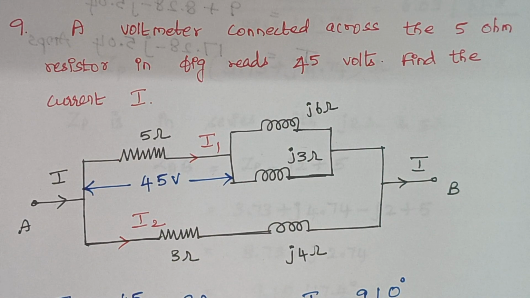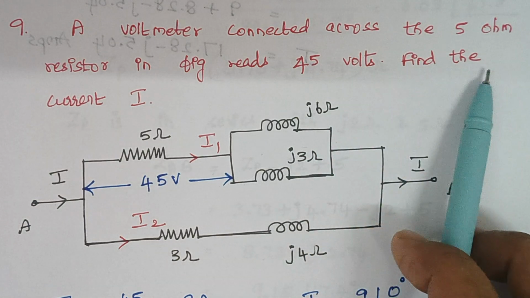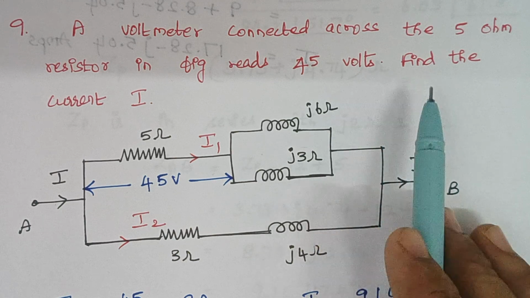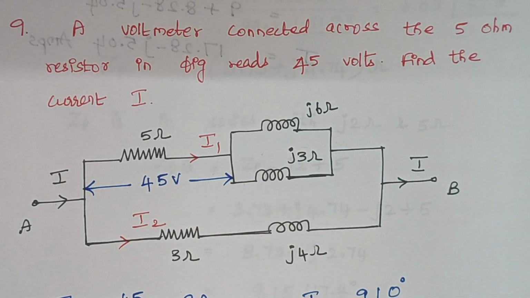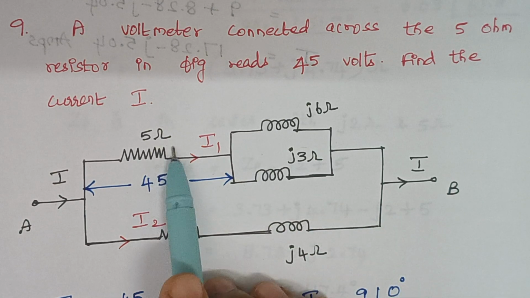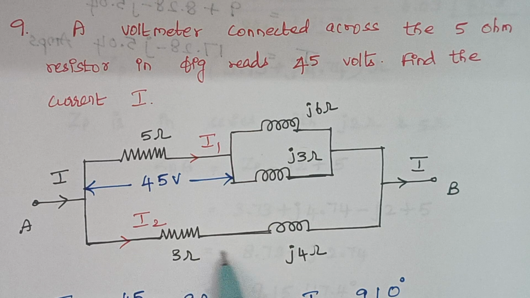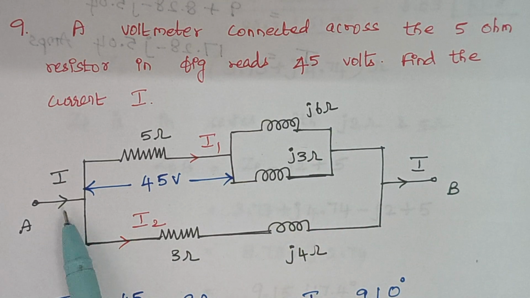The problem is a voltmeter connected across the 5 ohm resistor in the figure reads 45 volts. Find the current I. So here this is the given circuit diagram. The voltage across this resistor is 45 volt, right? And the remaining values are given here. So we need to calculate the total current I. So how to calculate the current I here?